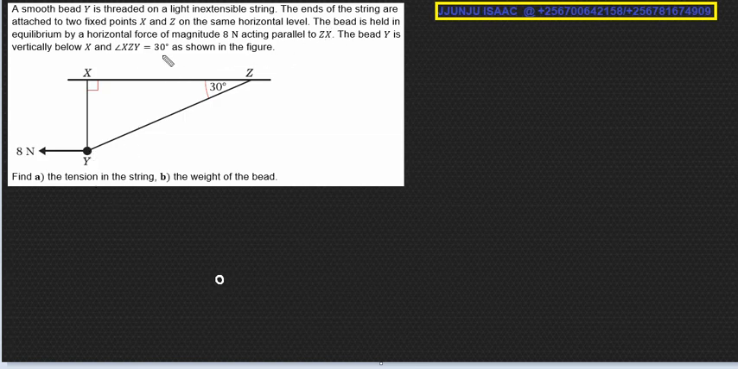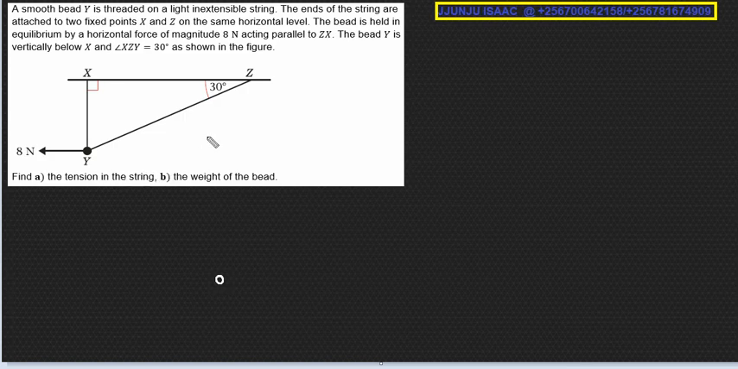Alright, so the bead Y is vertically below X, as you can see, so meaning this is 90 degrees. And the angle XZY is equal to 30 degrees. So have it as it appears. Then find the tension in the string.